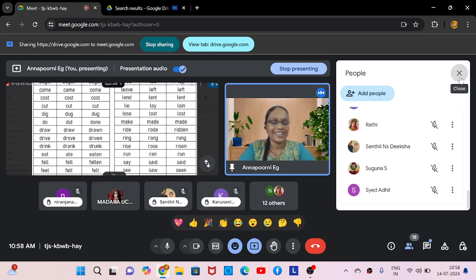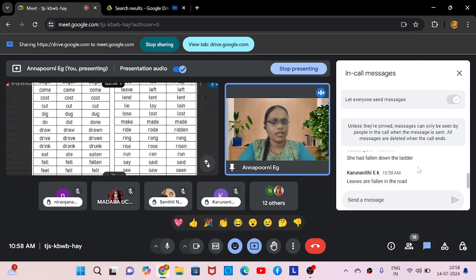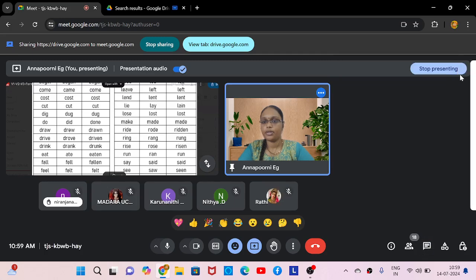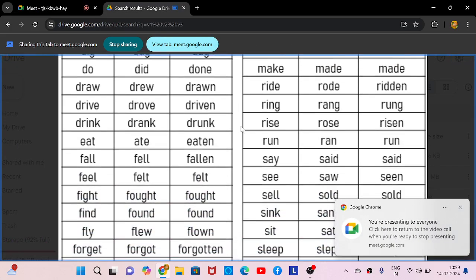Okay, then what about someone has given? Leaves are fallen on the road. Instead of telling in the road, you can say leaves are fallen on the road. Very good, Kavini. Then she had fallen down the ladder, Gunadhyaya has told. Good. So when you are using fallen, it should be in the past participle tense. So has or have or had should be used. Okay, so now we are moving to the next set of verbs.